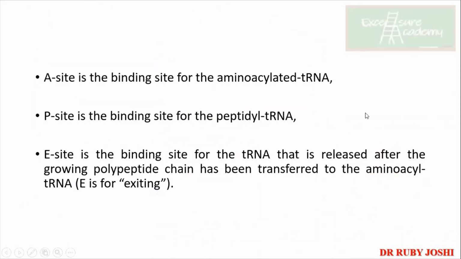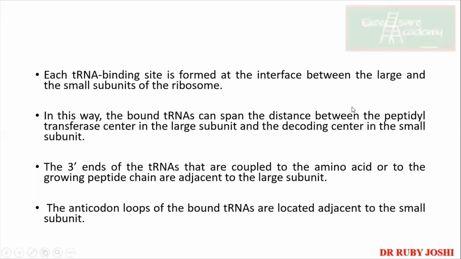Okay, so as already said, there are 3 binding sites. A site is for the aminoacylated tRNA, यानी कि जहाँ पे नया आपका charged tRNA is coming. P is for your peptidyl-tRNA. E site is the binding site of the tRNA that is released after the growing polypeptide chain has been transferred to the aminoacyl-tRNA. So E stands for exiting.